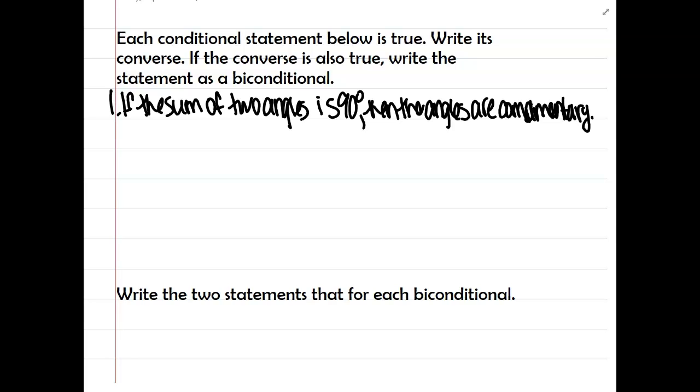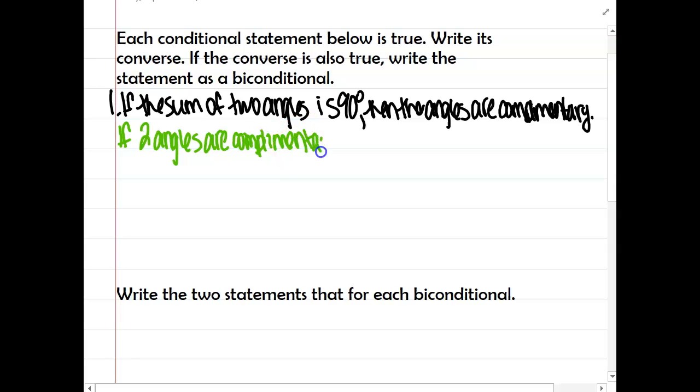So what we first need to do is write the converse. If you remember the converse, you're just going to swap what comes at the end and put it at the beginning. You're going to swap the conclusion and the hypothesis. So I need to write the complementary part first, and then the sum is 90 second. So it looks something like this. If two angles are complementary, then their sum is 90 degrees.